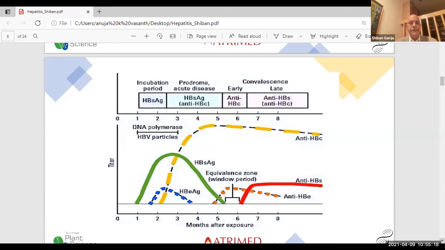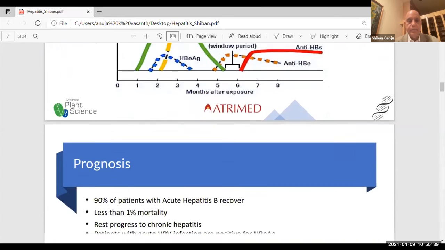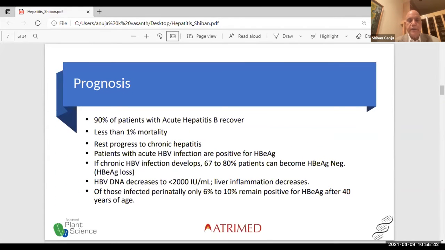During the acute phase, since the virus is actively multiplying, there's a high level of DNA polymerase activity, which can be measured in the blood. Next slide, please. Let's move on to the next slide. I mentioned earlier, 90% of patients recover from acute hepatitis B. About 1% die, and the remaining 9% become chronic hepatitis.